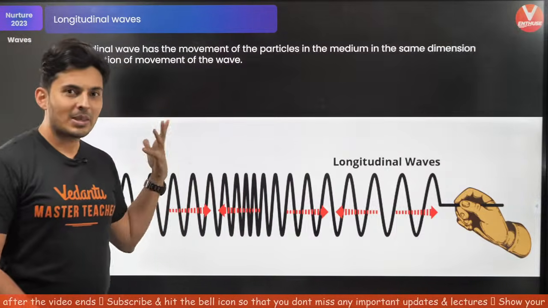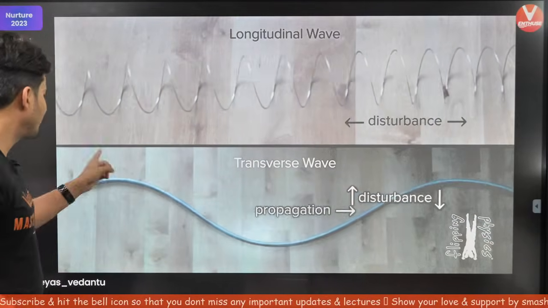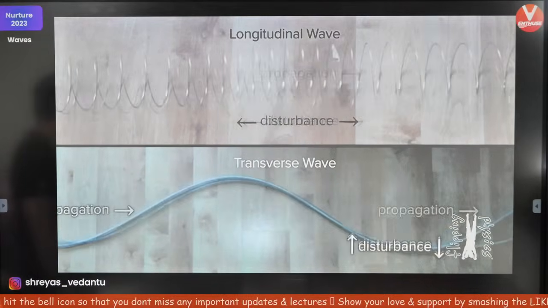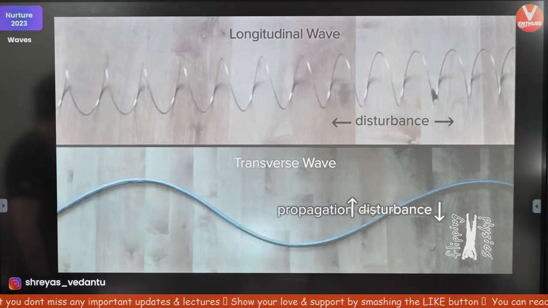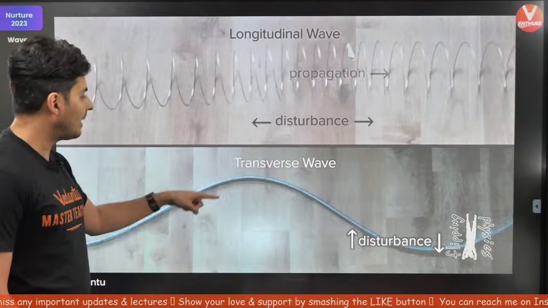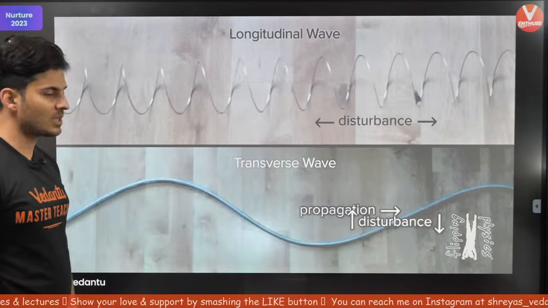Alright, so, in case you're still confused, look at the simulation. This is a wave on a string. You can see that right over here. This is a wave on a string, right? And how are the particles moving? The particles are moving up and down, and the wave is going right side. This is obviously a transverse wave.